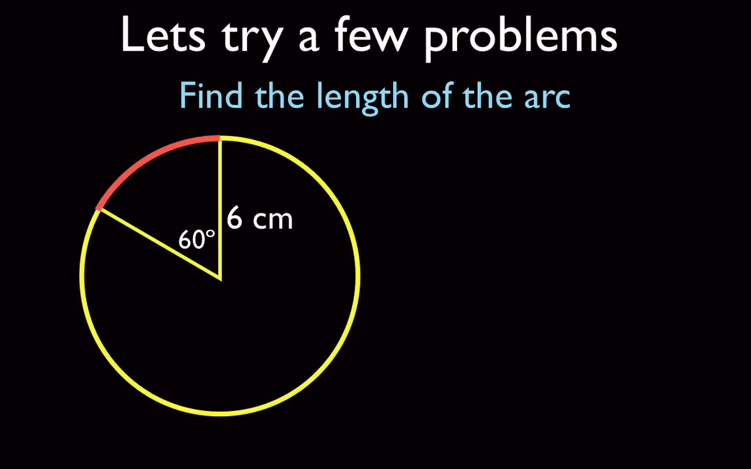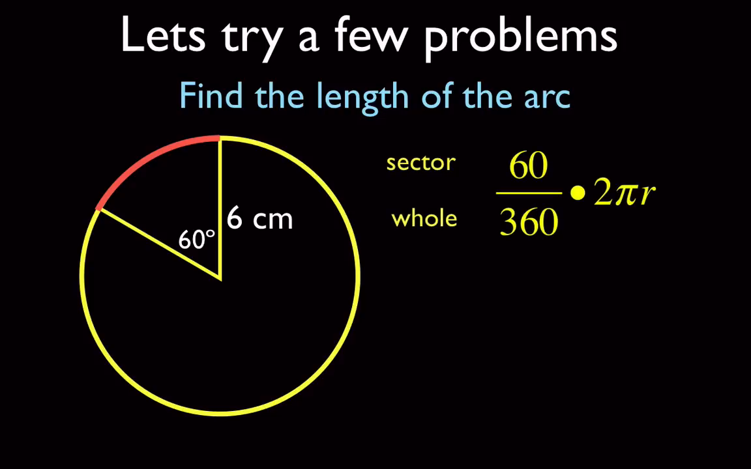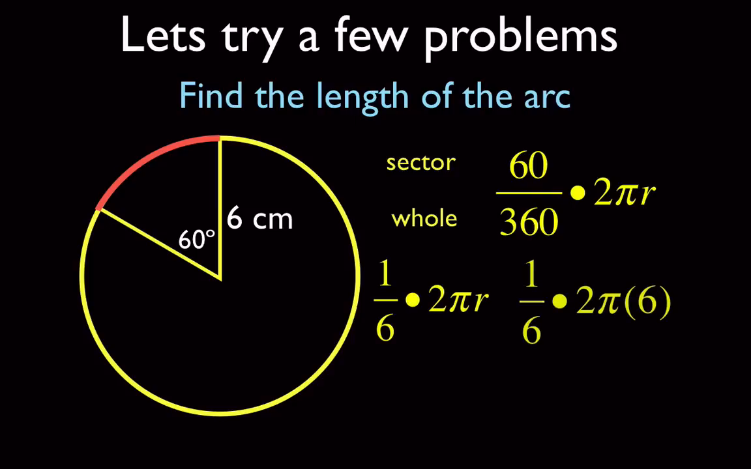Okay, so we're going to first set up our sector on top and our whole on the bottom, which is 60 over 360 times 2 pi r. We're going to first simplify that to 1/6, then substitute in our radius. Now 2 times 6 is 12, so that's going to be on top and 6 on the bottom. Obviously 12 divided by 6 is 2 pi. So if you look at it that way, the whole circle is 12 pi, 2 times radius times pi, and we want only 1/6 of that, which is 2 pi.